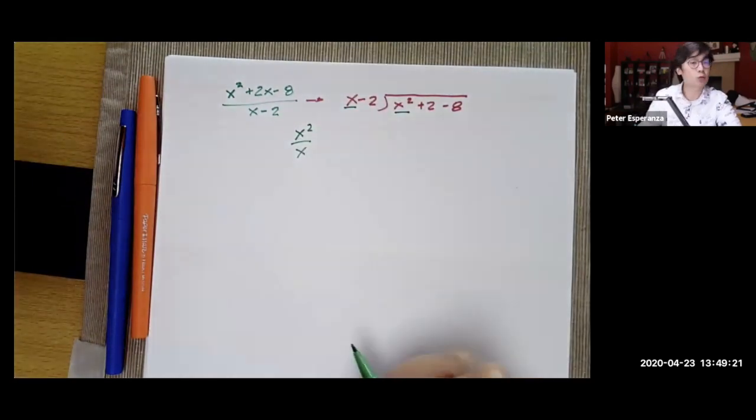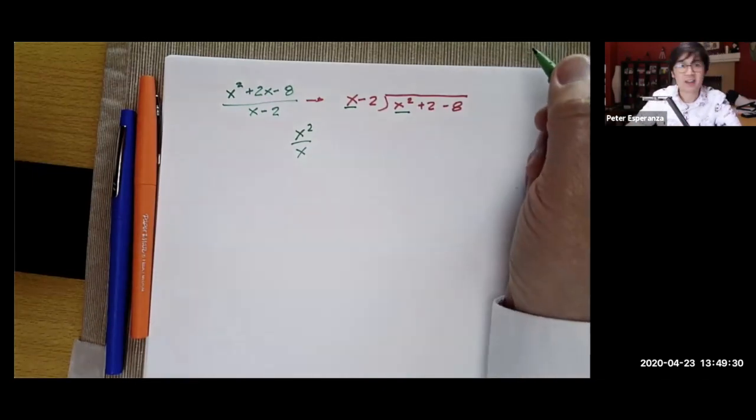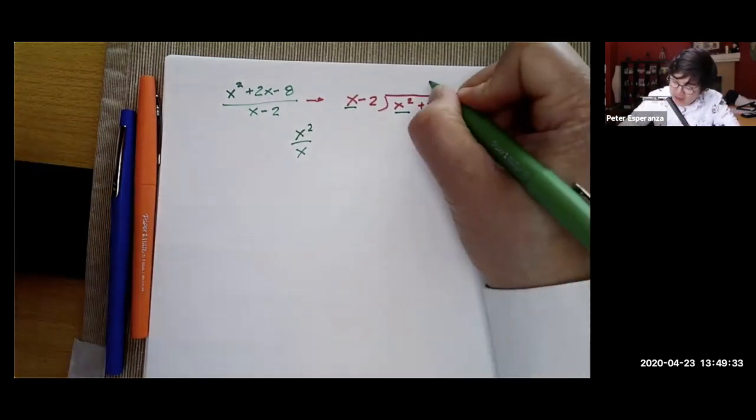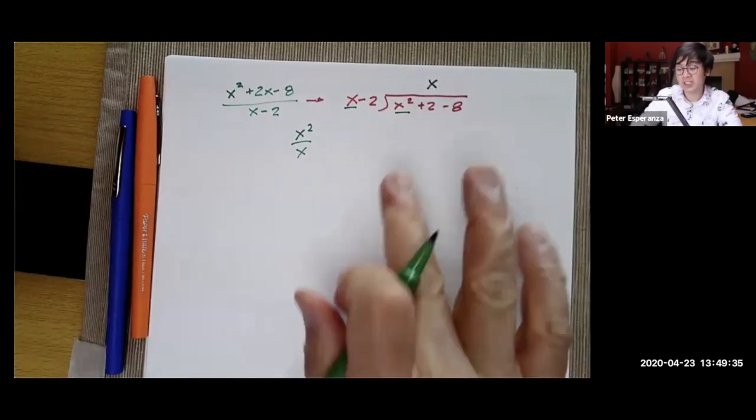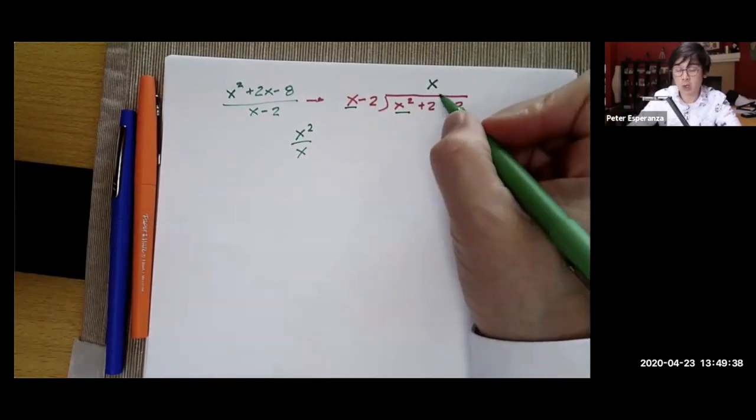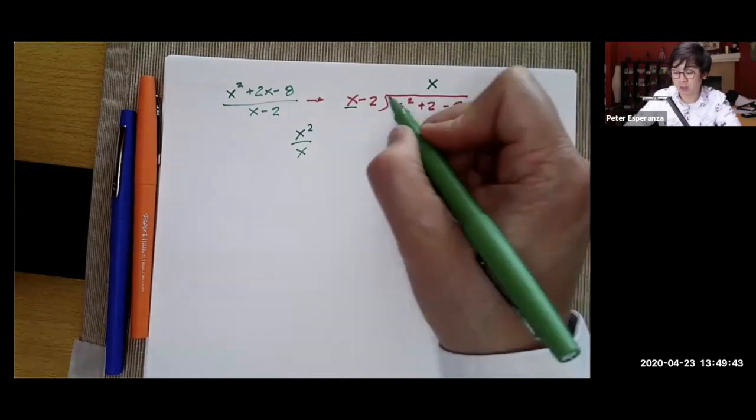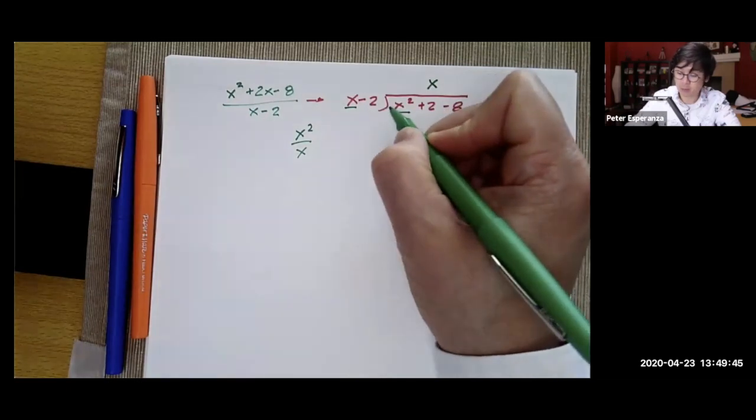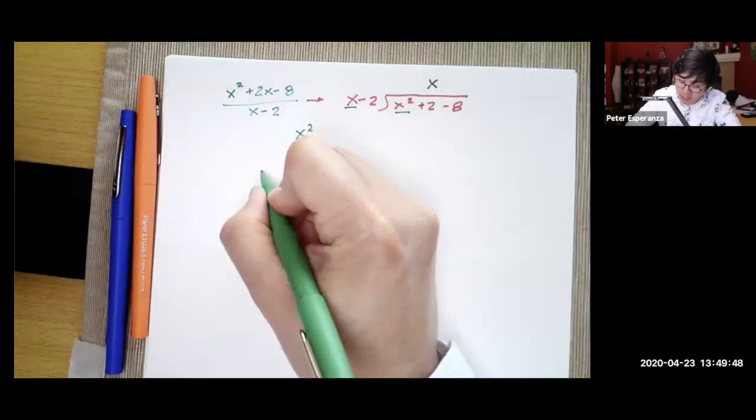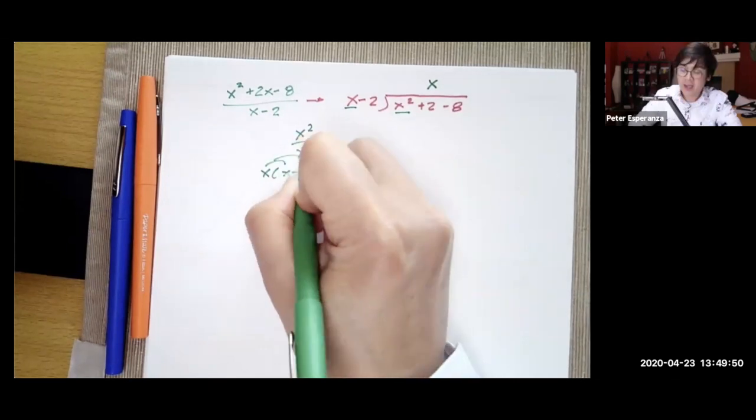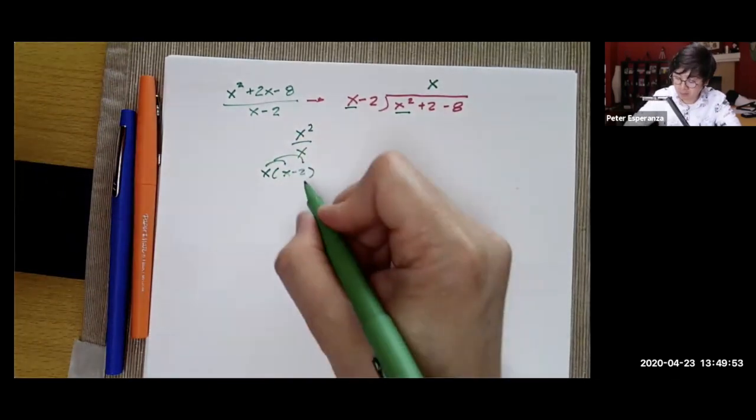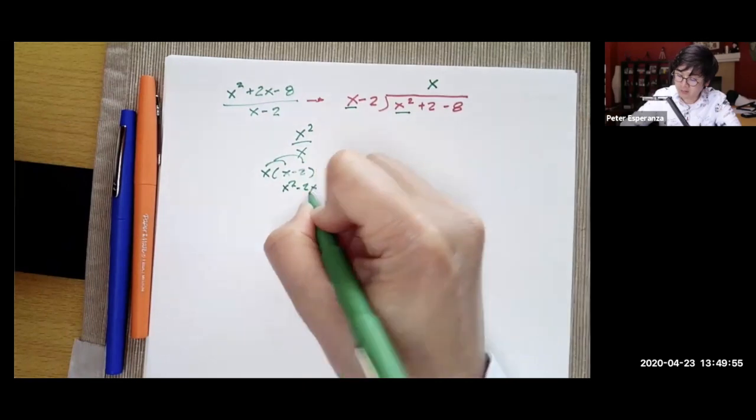What is x squared divided by x? Type it in. And that's correct. X. So let's write x on the top right there. So this is x. And then what we're going to do next is just like in long division, we're going to multiply it back to our divisor, which is x minus 2. So we're going to multiply x by x minus 2. And x times x minus 2 is going to be x squared minus 2x.